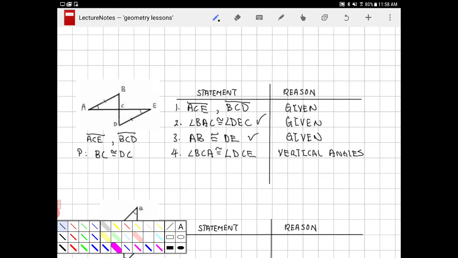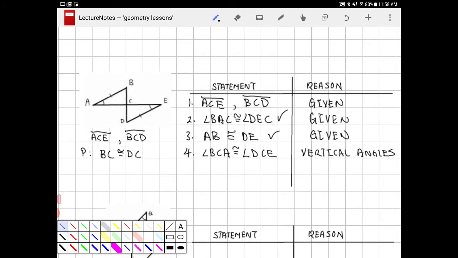I know that vertical angles are congruent here because the two lines BCD and ACE intersect at point C. So immediately I can tell that these angles over here are going to be the same. So now, for my fifth statement, I can say that triangle BCA is congruent to triangle DCE. And this is because of angle, angle, side, or side, angle, angle, whichever way you want to describe this triangle congruence relationship.